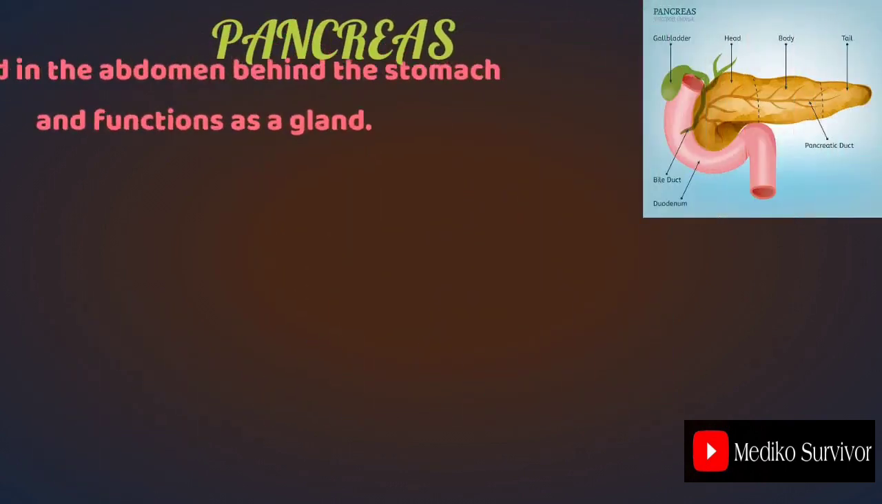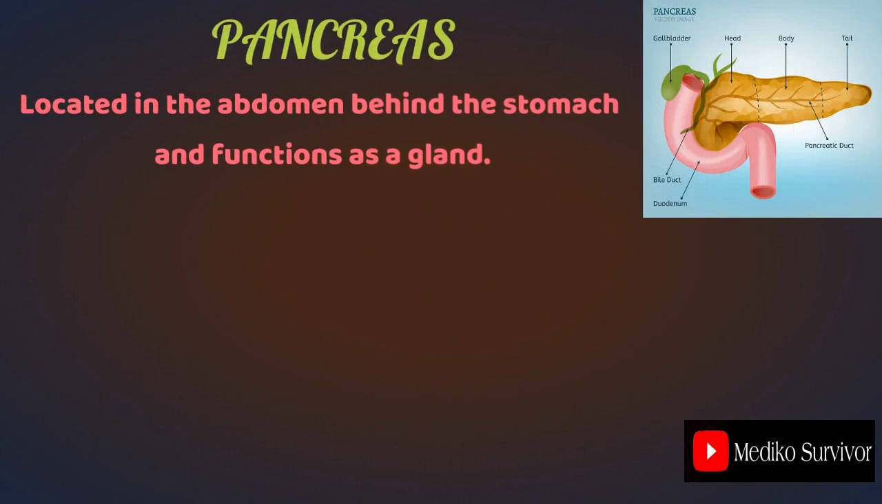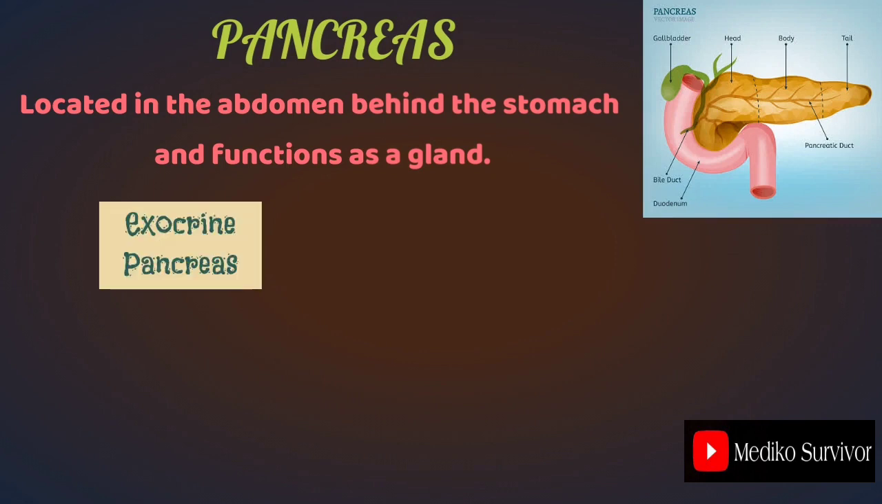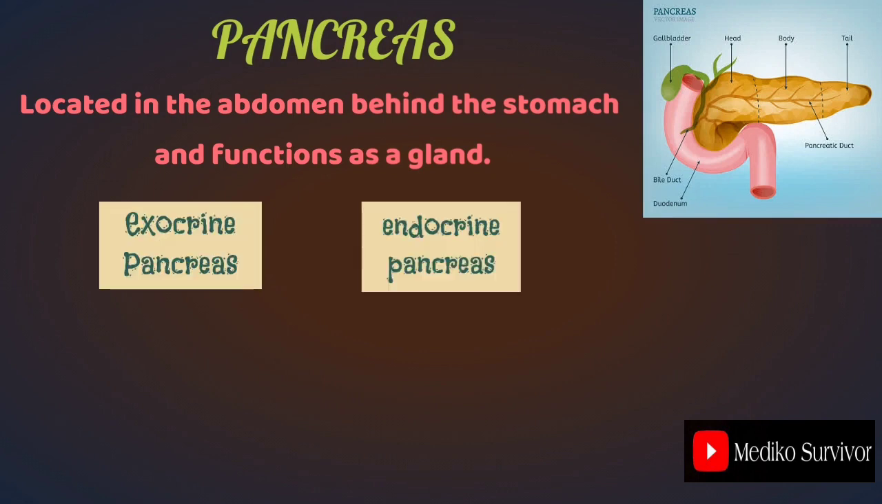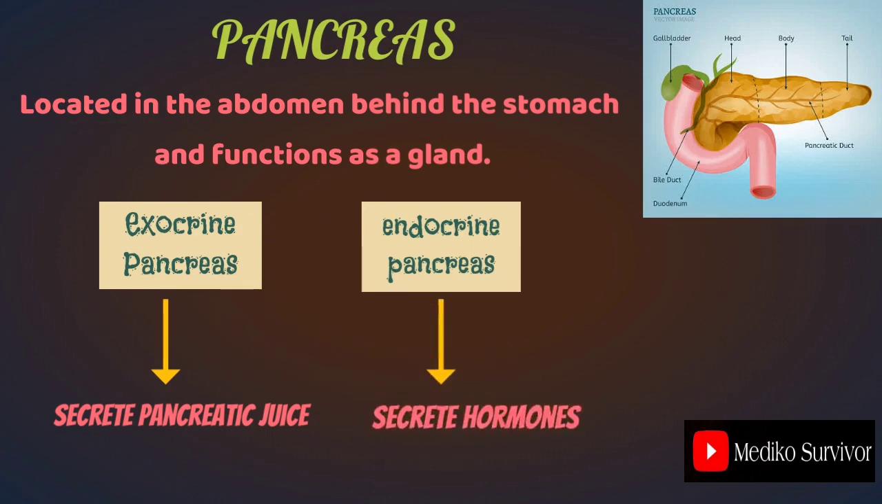Pancreas. It is located in the abdomen, behind the stomach, and functions as a gland. The pancreas is divided into exocrine and endocrine. 99% is exocrine pancreas, which secretes pancreatic juice, and 1% is endocrine pancreas, which secretes hormones.